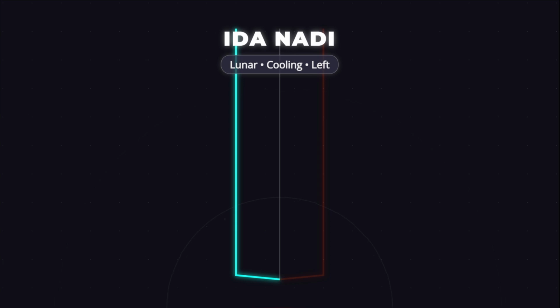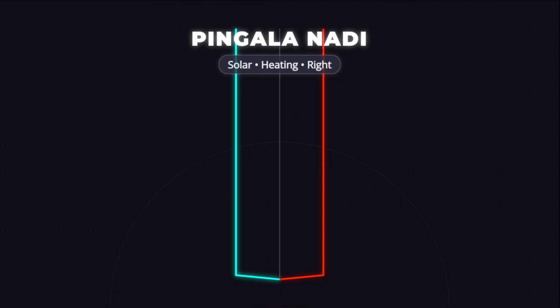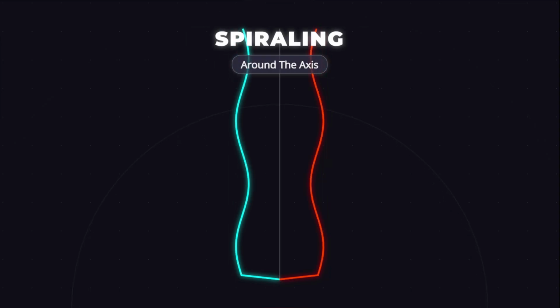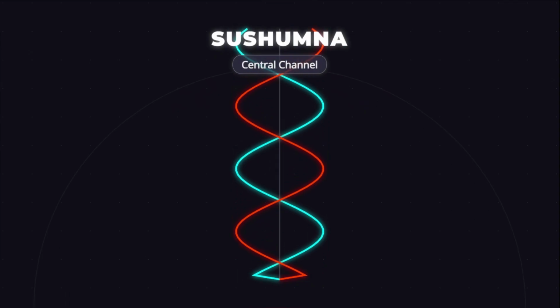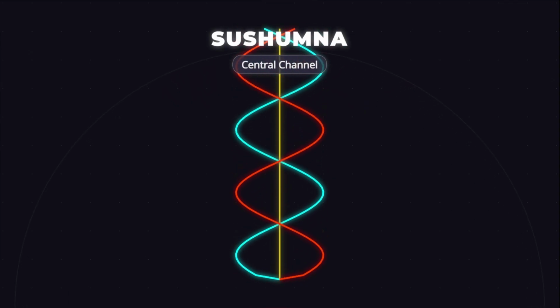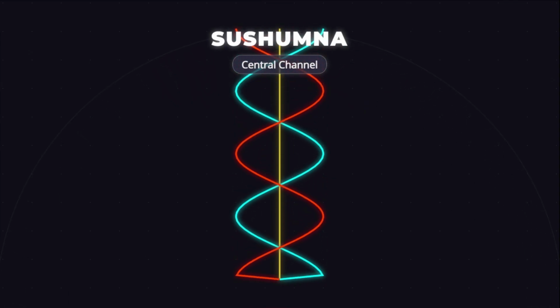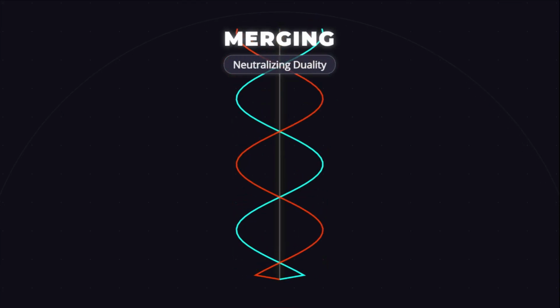Ida Nadi, associated with the lunar, cooling, and feminine energy, flows to the left of the spine. Pingala Nadi, linked to the solar, heating, and masculine energy, flows to the right. These two channels spiral around the central axis, meeting at each chakra. The Sushumna Nadi, the central channel, remains closed or dormant in most individuals.